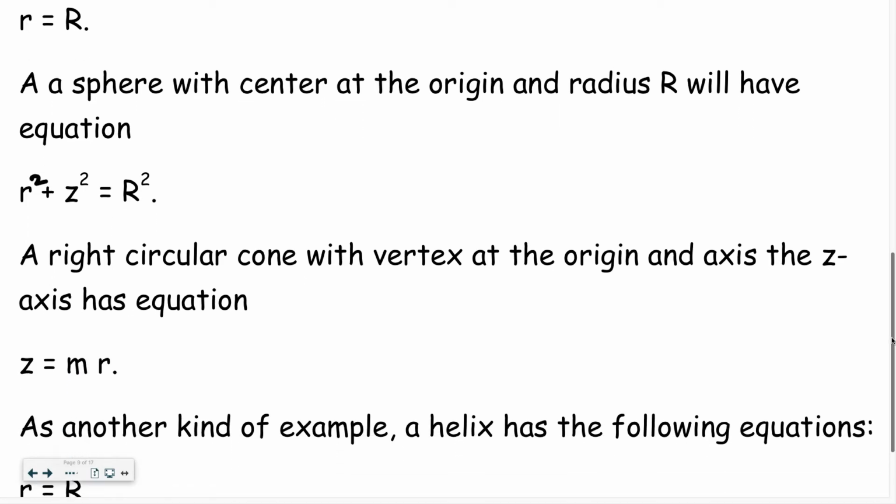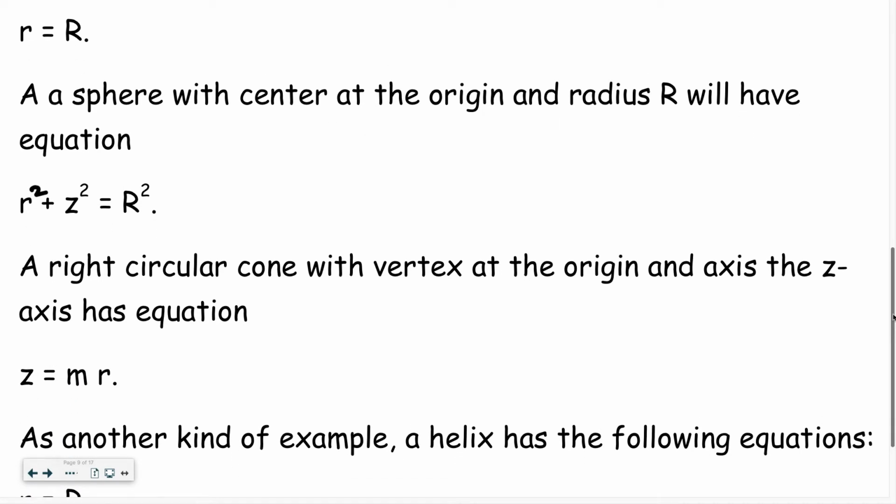A right circular cone with vertex at the origin would have the equation z equals mr, where m is like a slope.